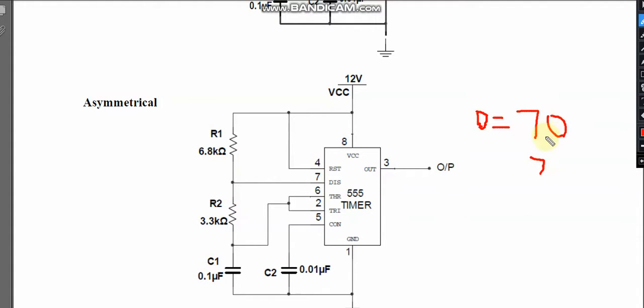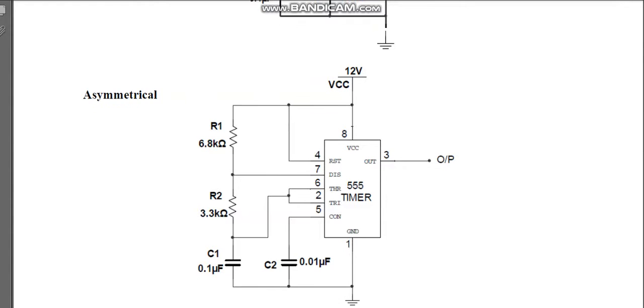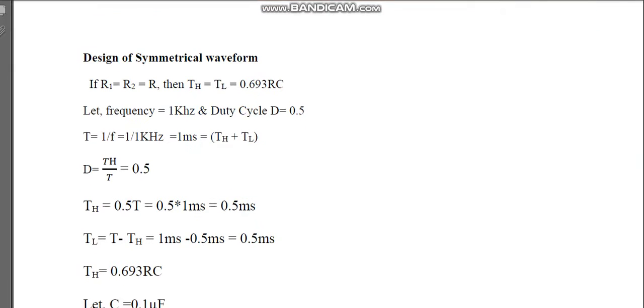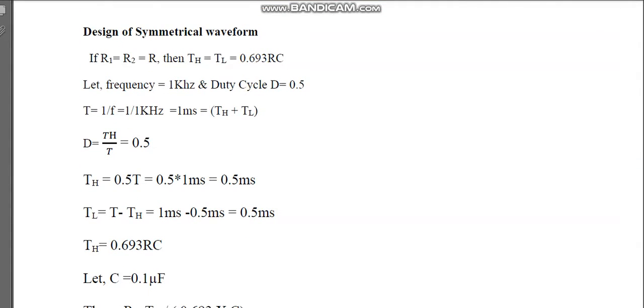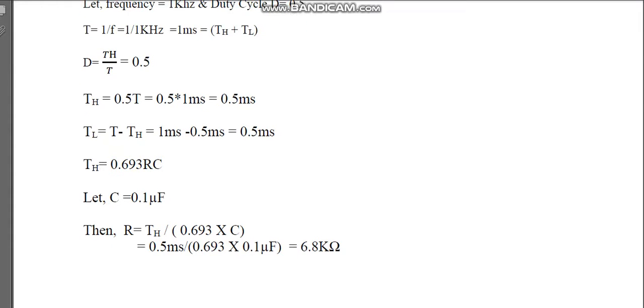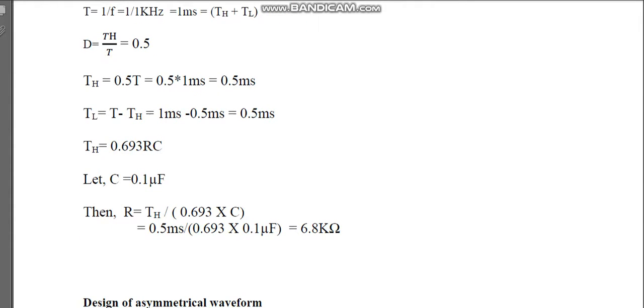It's not compulsory that I'll be giving it for 70%. I can give it for even lesser than that, like 40%. If I'm giving it for 50%, it is understood that it is a symmetrical waveform. Okay. So we have calculated, you can check the design here. We have taken symmetrical, duty cycle is 0.5 and frequency has been calculated for 1 kilohertz. So T you know here as 1 millisecond and D as 0.5. Substitute that and you can get your values of R.